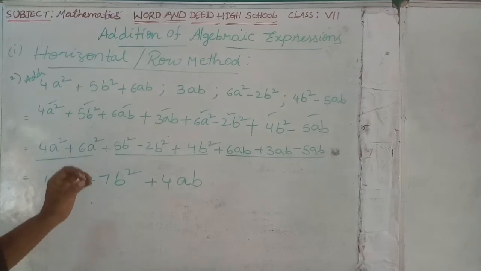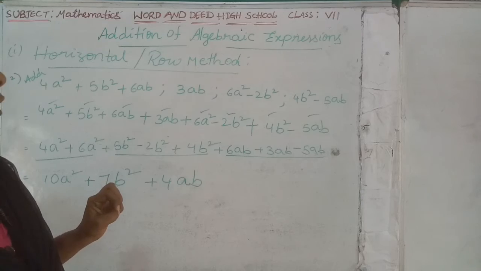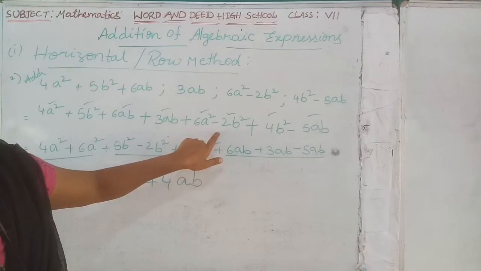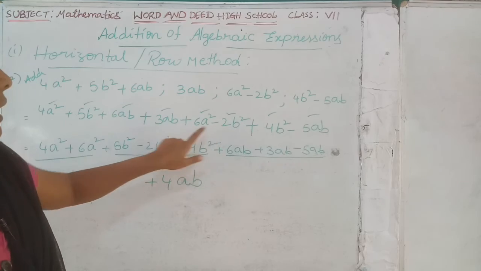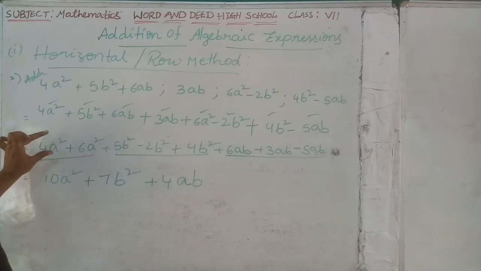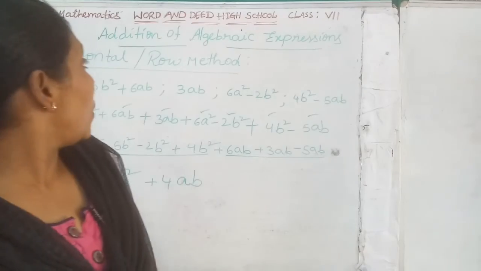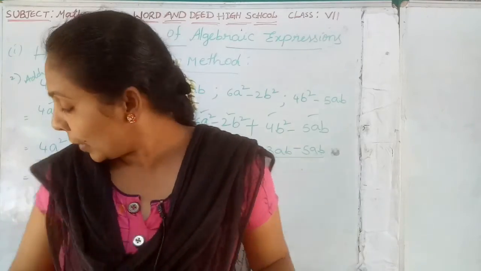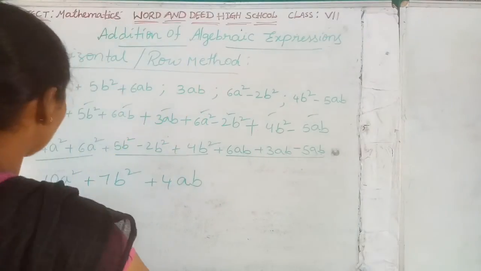So, any expressions, how can we add, children? First, what are the expressions? Okay, in one row, that means horizontally, we can add, children. Next, like terms together we can write. We can find out the answer. So, in this session, addition of algebraic expressions we have discussed, children. I hope you understand, children. A small assignment I will give you, children.